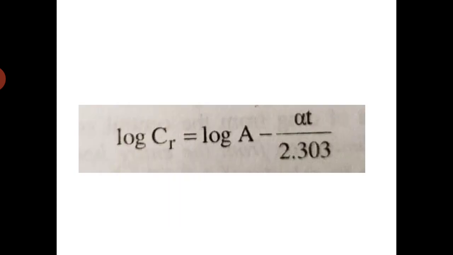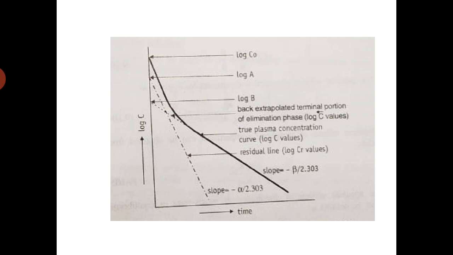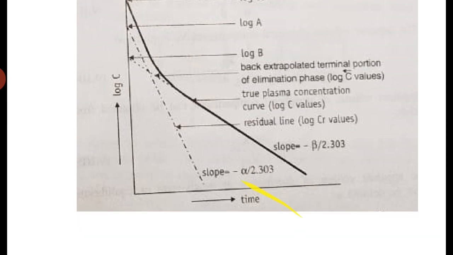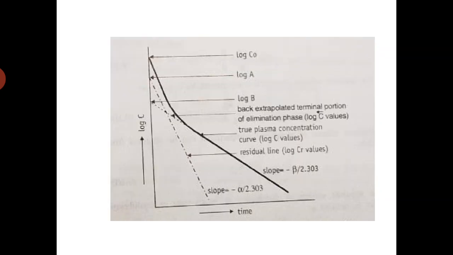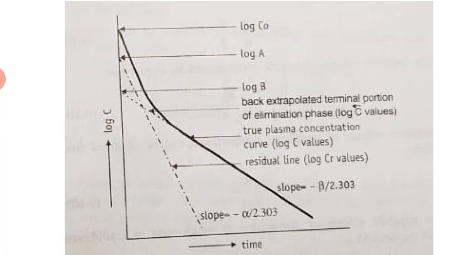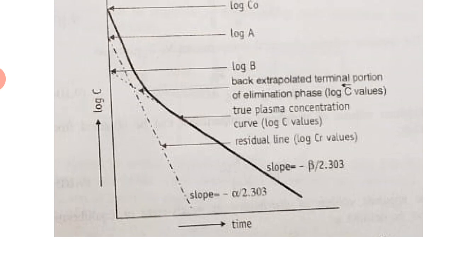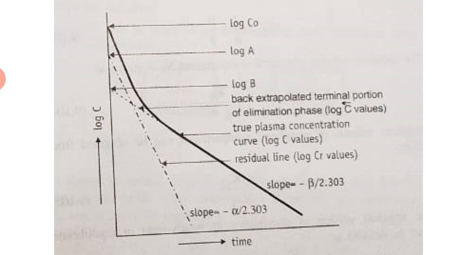Okay, so log CR equals log A minus alpha t divided by 2.303, and this is the graphical representation given in your textbook. Now you can clearly see this is the first dark line, and here is the elimination portion. So the slope of that line gives you what? The slope of that line gives you the value of beta. This is beta here, and here we have a residual line. The residual line slope is equal to minus alpha divided by 2.303. Okay, so these are the graphical representations for a two compartment IV bolus administration.